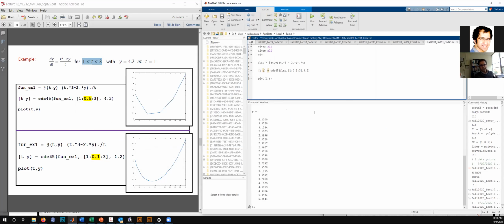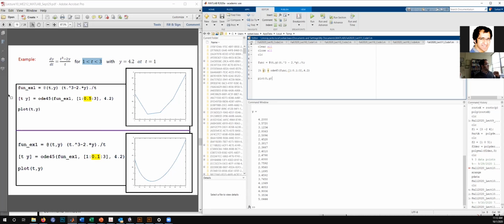Any question on this one? So do expect an example, a question like this on the test, and make sure that you know how to solve this. Few points again, you need to know the function, you need to know the range, and you need to know the initial value for y.